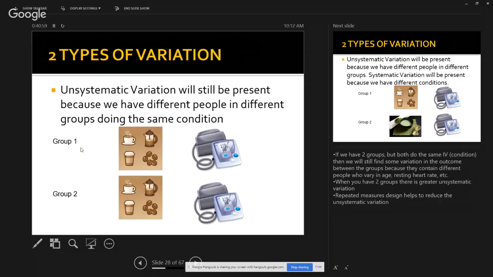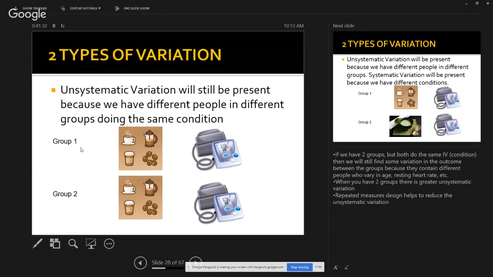Okay. Now, when we look at unsystematic variation, in this case, this is different. Now we've got 2 groups, and they're doing the same condition. Are we going to find the same results between these groups? So different people in different groups, but it's the same manipulation. I gave them both coffee. Theoretically, you'd want to, but you're not. Right. You're not. Because we have variation.